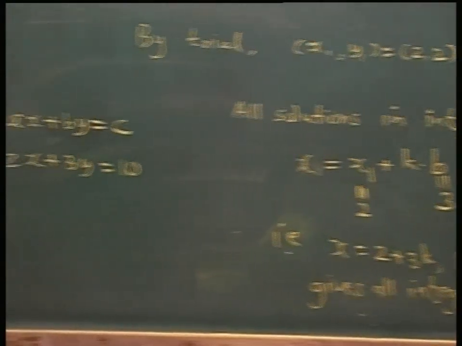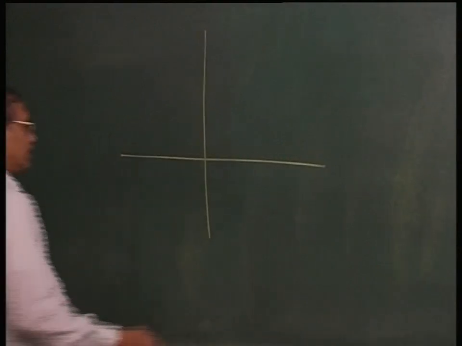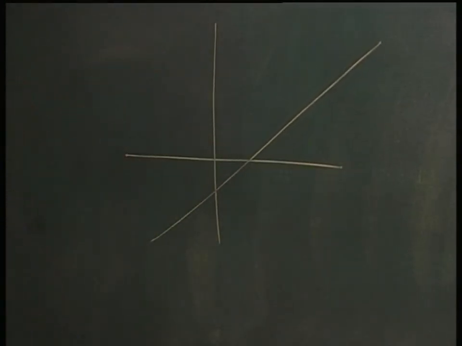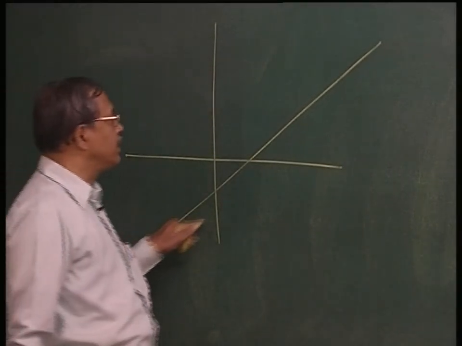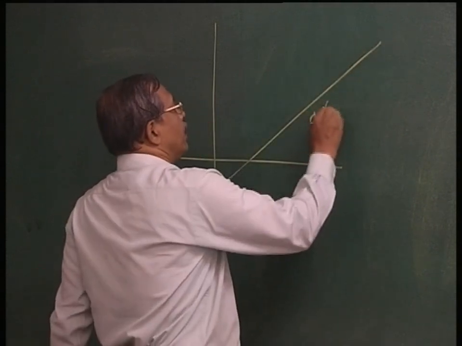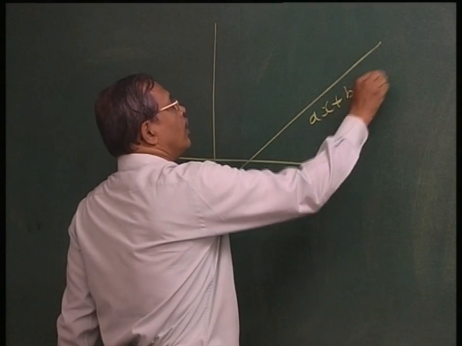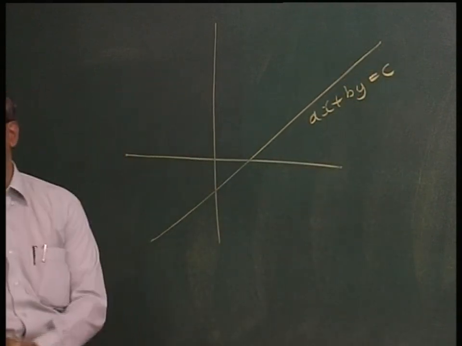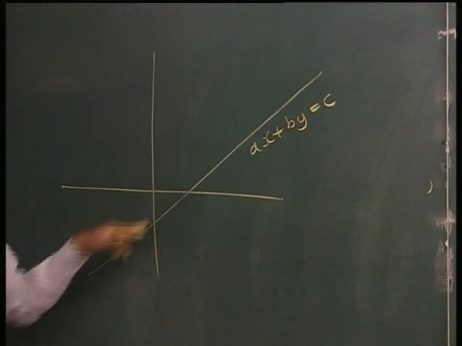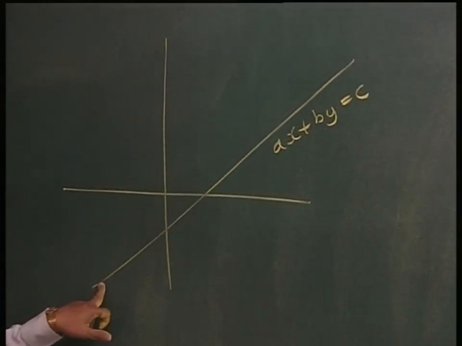This ax plus by equal to c, you can consider this as a straight line, and the solutions are integer solutions, meaning these are the points x, y on such a line, ax plus by equal to c. These solutions are points on this line with integer coordinates.